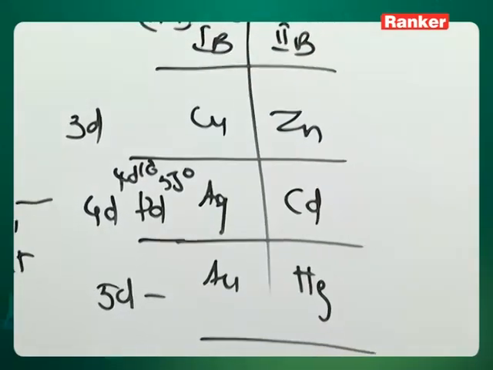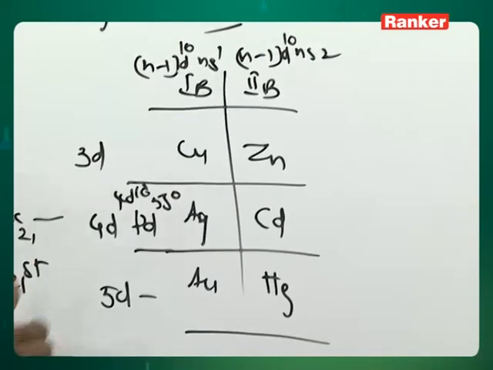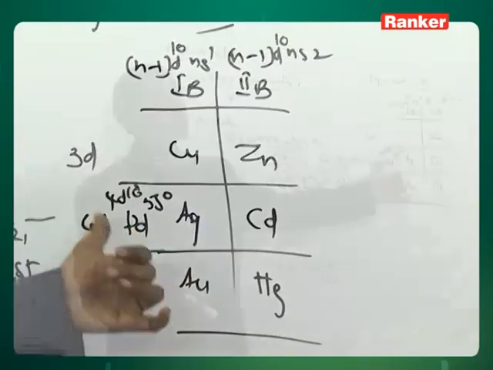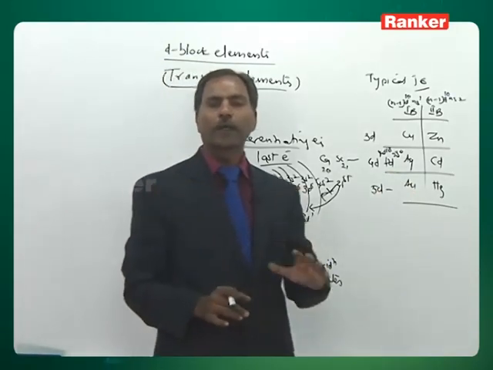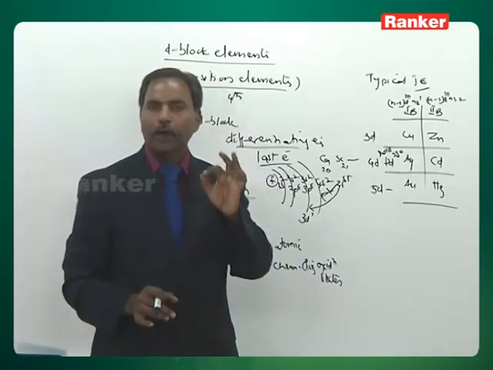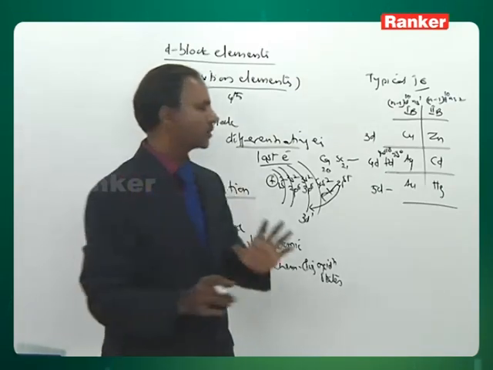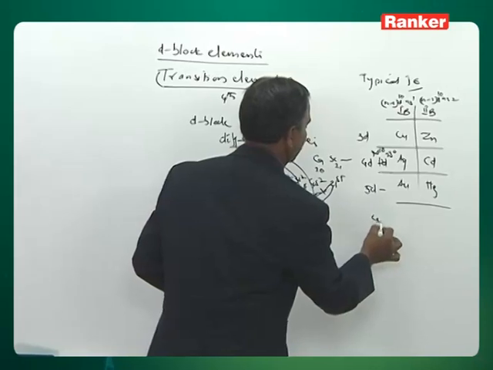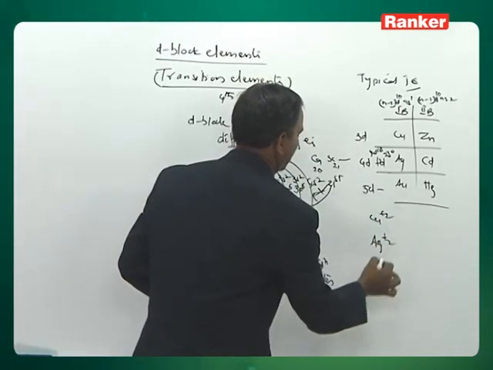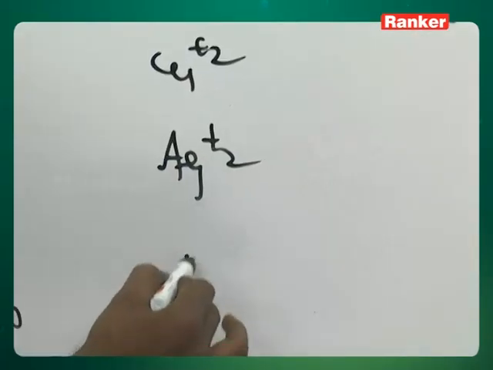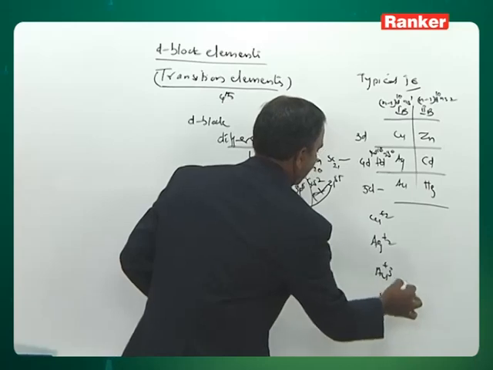Therefore, in their atomic state, they are not considered as what? Transition elements. In their atomic state, these are not considered transition elements. But consider copper, Ag, Au and palladium in their significant oxidation states: copper plus 2, Ag plus 2, Au plus 3, and one more, palladium plus 2.